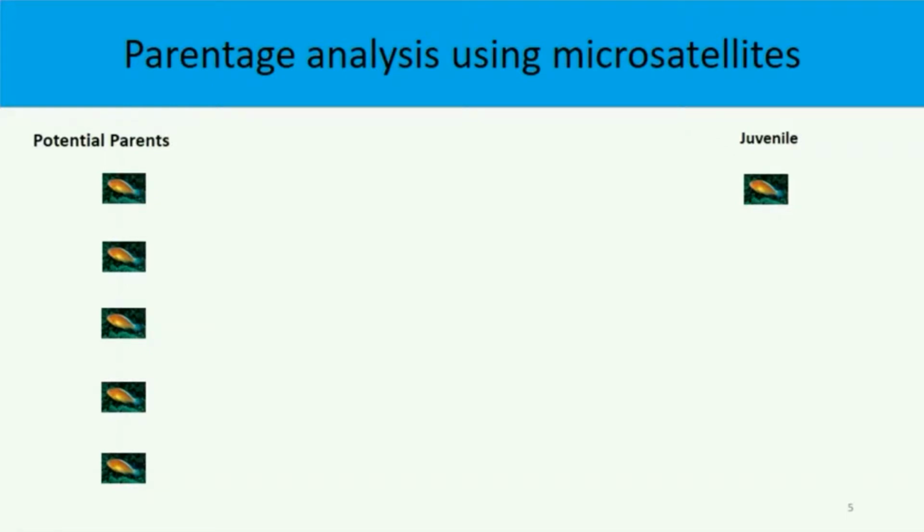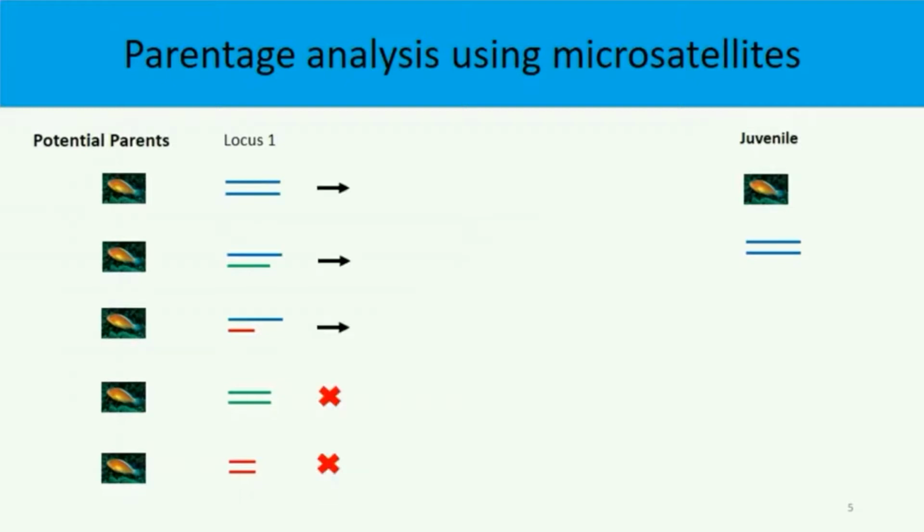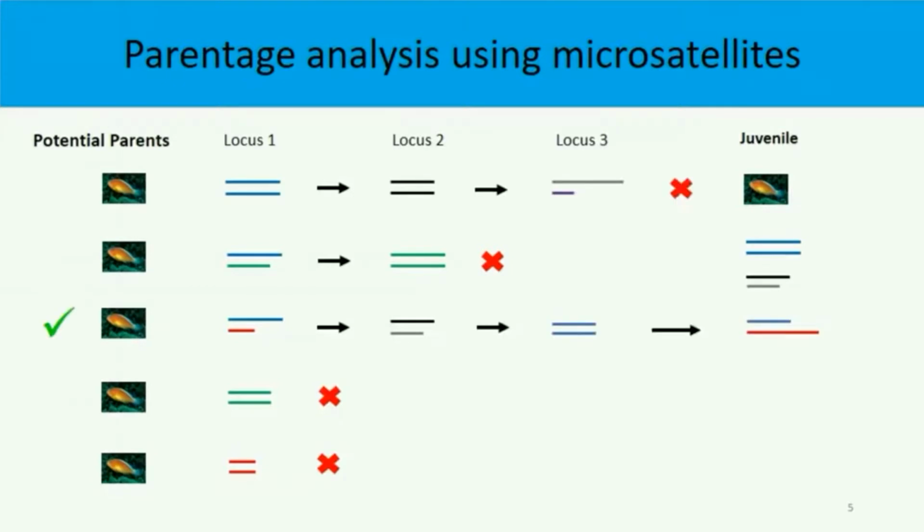I applied parentage analysis using microsatellite loci, which means that I compared genetic data of adult fish with that of juveniles, and only adult fish that share at least one allele per locus examined with the juvenile can be a potential parent of that juvenile. In this example I give you here, you can see that for the first locus, only 3 of the adults can be a potential parent of the juvenile. If we add a second and a third locus, you can see that only 1 of the adults is left as a potential parent. Adding a lot more loci and studying more individuals, I was able to conduct my study.